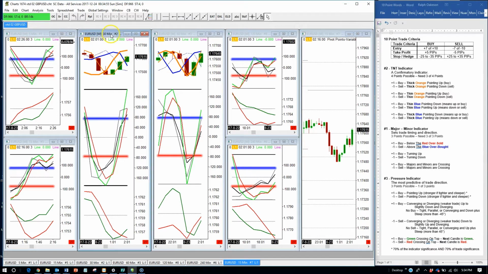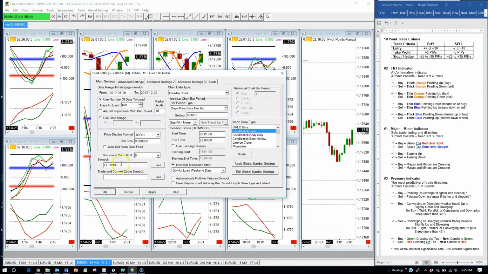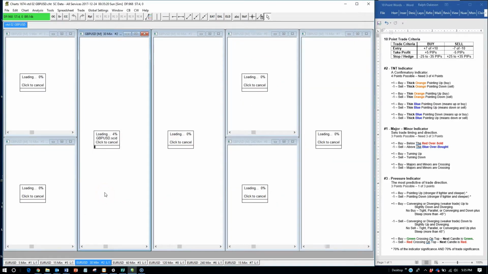Now you can see it actually is still carrying the data of the previous file. So let's go ahead and change that. I'm going to, in this TNT area, right click, chart setting. I'm going to come down here on this first page, and I'm going to change that to GBP USD, and I'm going to hit OK. And now the data is loading for the British pound US dollar. Okay, and that's how you add another chart.